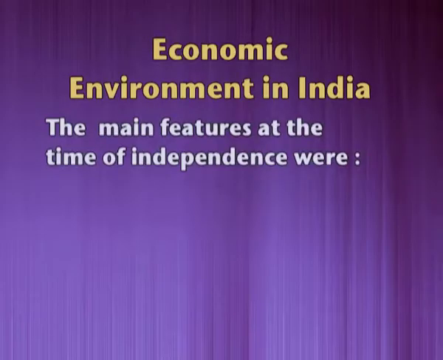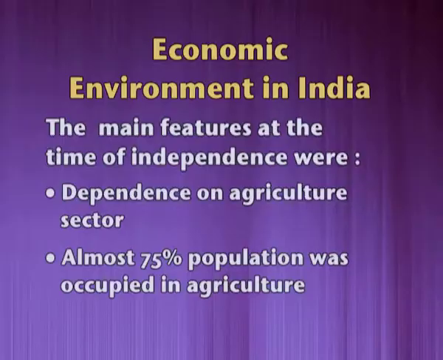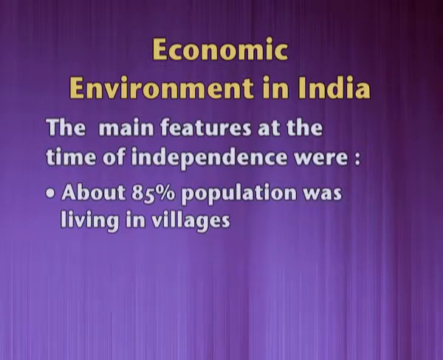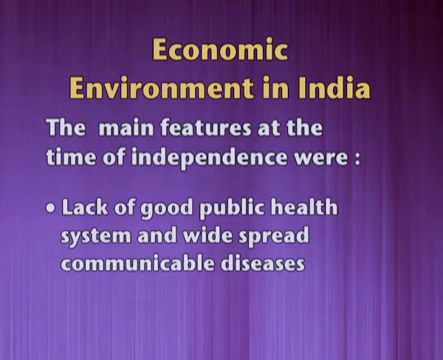The main features at the time of independence were that we were depending more on the agriculture sector. That shows the dominance of the agriculture sector. Around 75% of people were involved in agricultural employment. 85% of people were living in villages. We had a very bad production system. The technology was obsolete or outdated. The public health system was derailed completely. More communicable diseases were prevalent at that time.